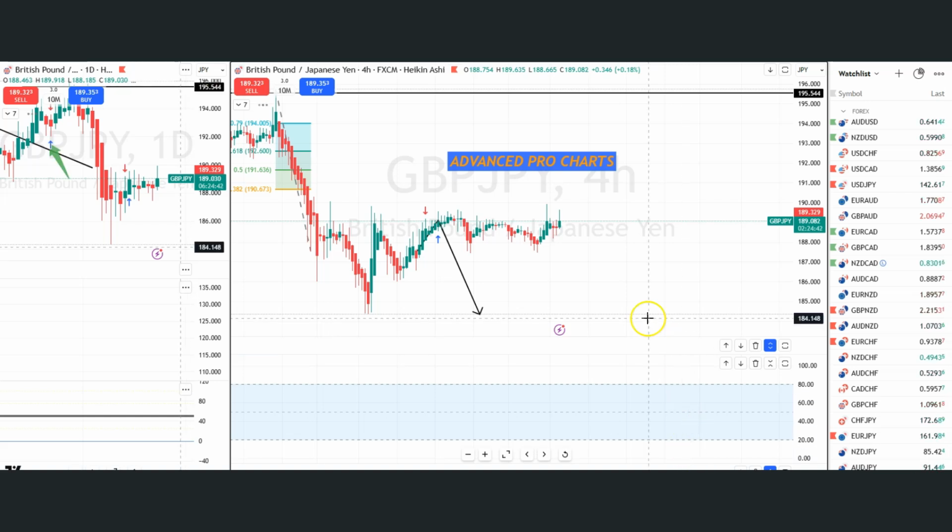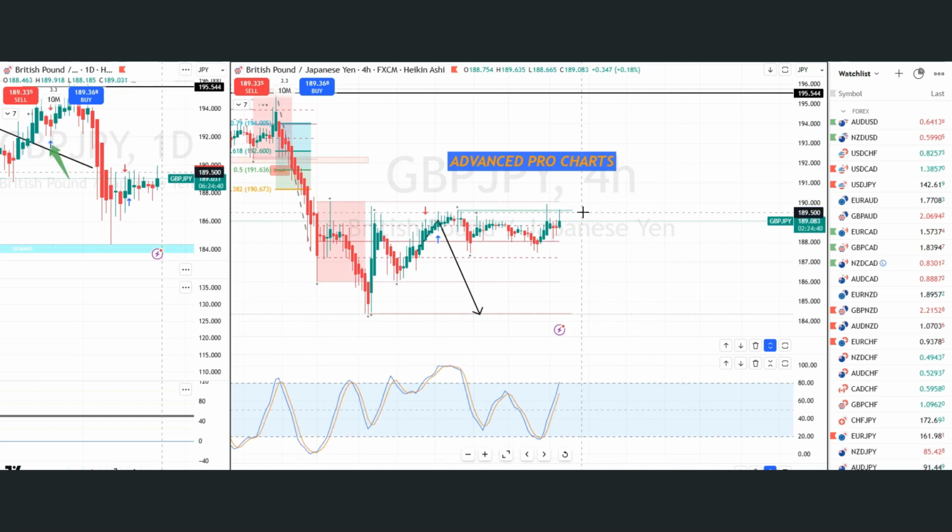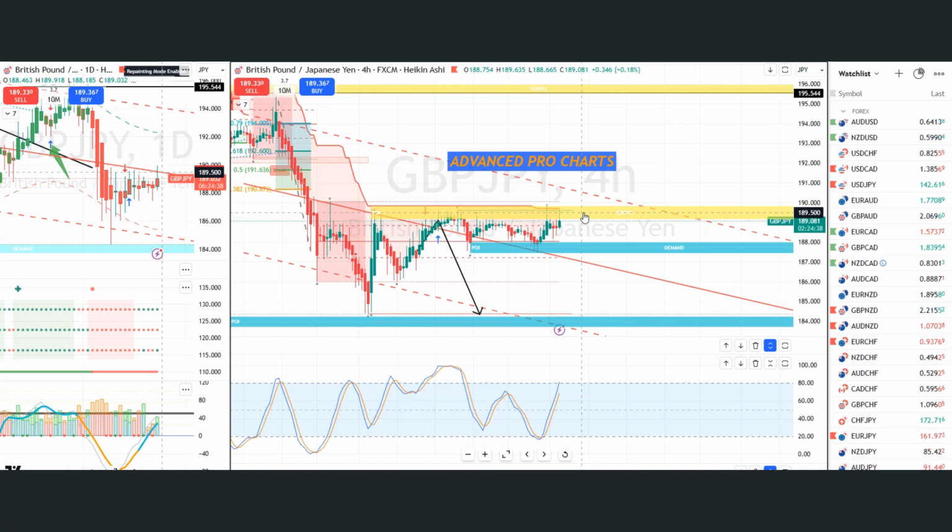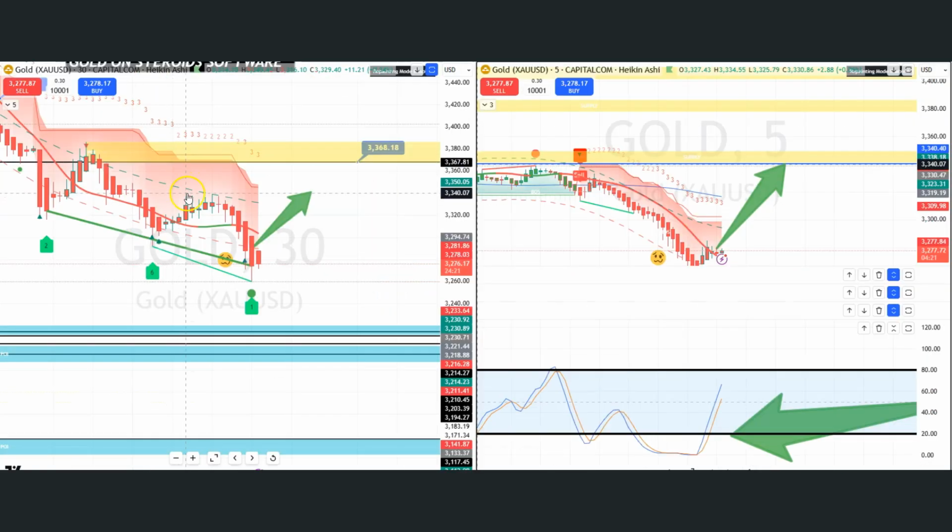Pound Yen, again, the great thing about the Advanced Pro charts, it tells you when to pull the plug if it's not working. We do need a complete breakdown, don't we? We do need the Yen futures to start moving back up in order for this to break down. And I think it will, but we don't know for sure, do we? Any of these things.